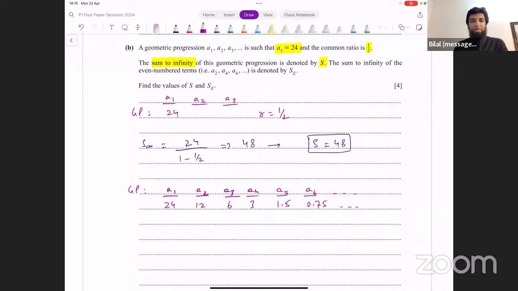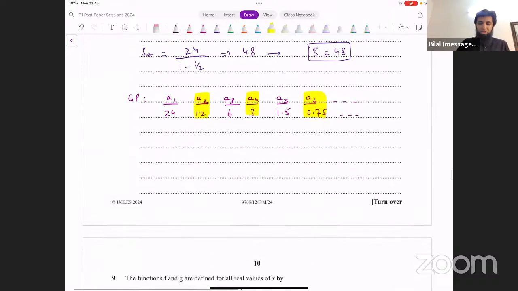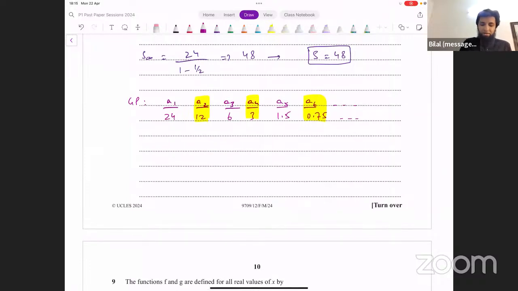What they're saying is they want you to find the sum to infinity of the even numbered terms. That means sum to infinity of all of these terms. This term, this term, this term, and so on, right? That is A2, A4, A6, A8, A10, A12, and so on. What you can do is you can treat this as a new sequence. Just take out these terms. So you say you have a second geometric progression now. Let's call this GP2. And it looks like this. Its first term is 12, and then it's 3, and then it's 0.75, and so on.